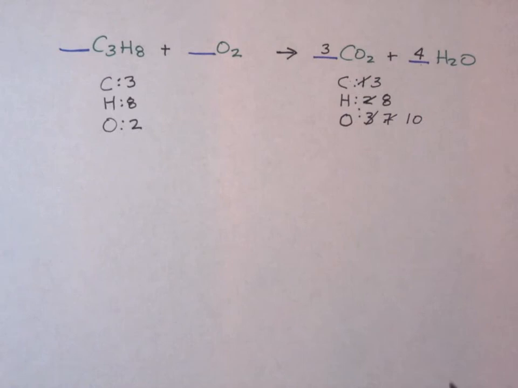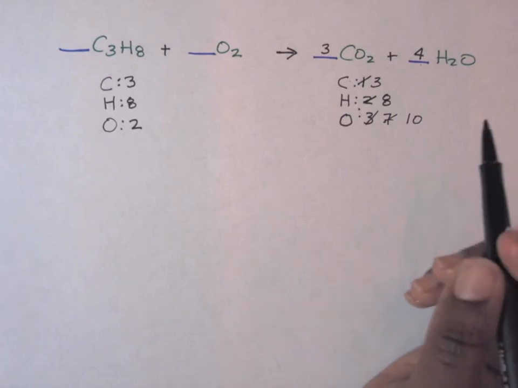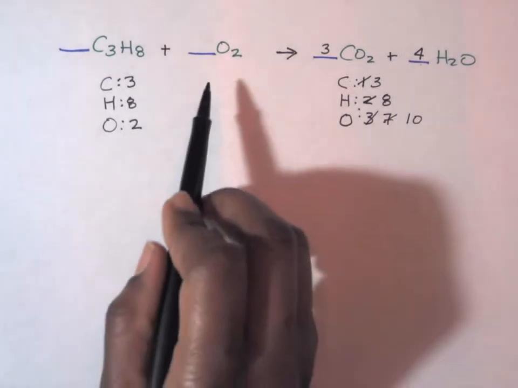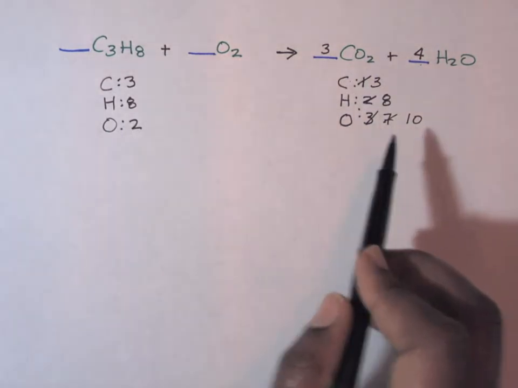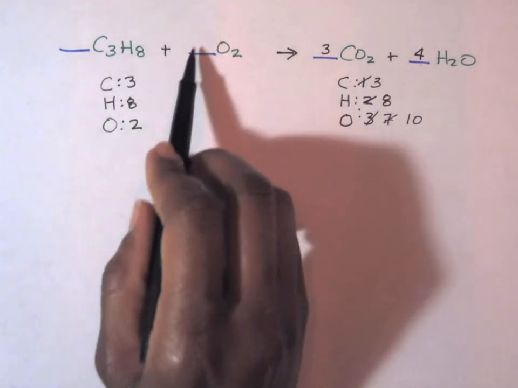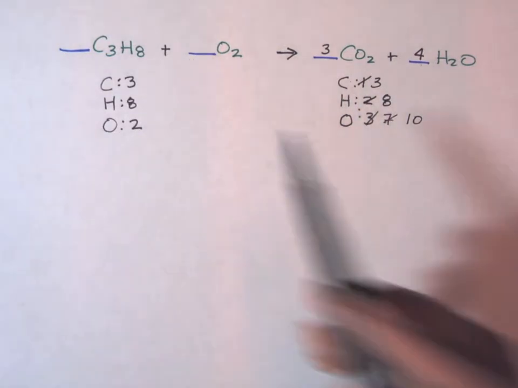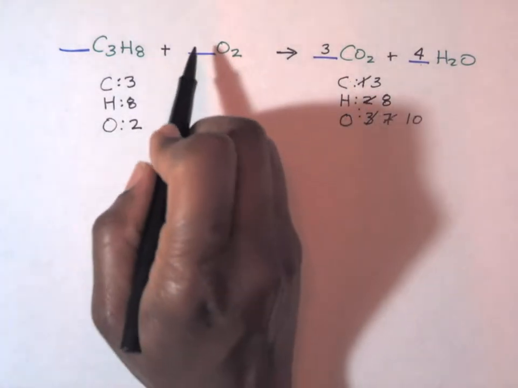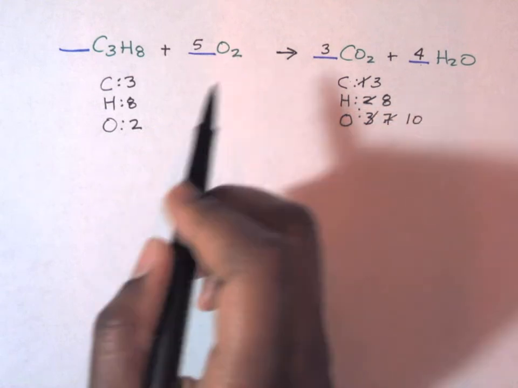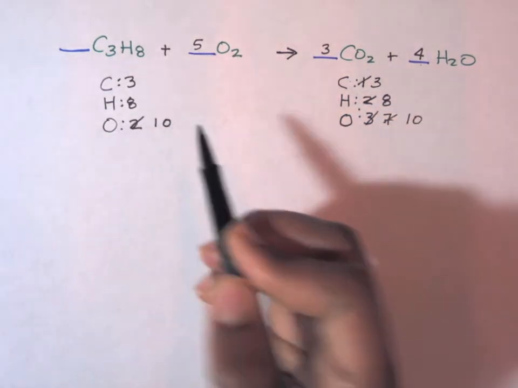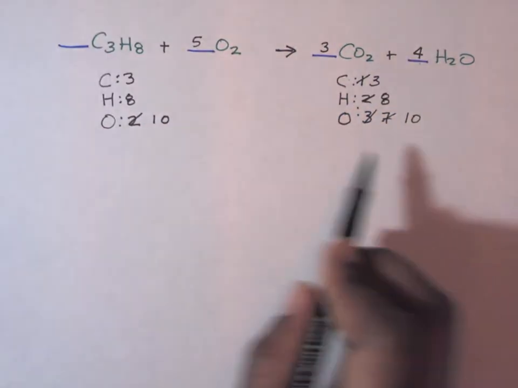Last step is to balance my oxygens. So now I'm looking at my oxygens, and I have 2 on the reactant side and 10 on the product side. So I'm asking myself, what coefficient can I put in front of O2, right? Multiply O2 by, so I can get 10 on both sides. And that, of course, would be a 5, because 5 times 2 will give you 10. Okay? So that is my completely balanced equation.